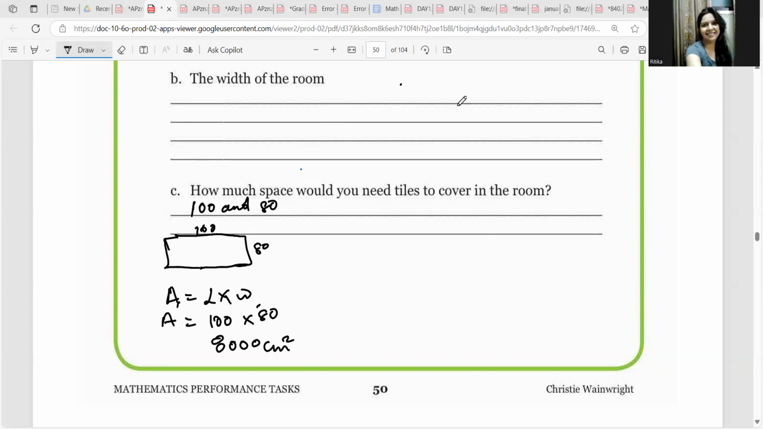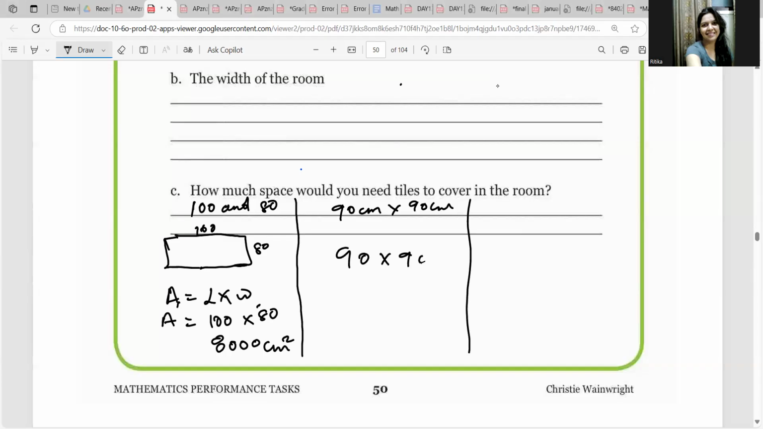So as I got, the length was 90 centimeters and the width is 90 centimeters. So I did length times width, that is 90 times 90, and I got 1,800 centimeters square. How much did I get? 1,800 centimeters square. But that's not what you're saying, my man. You sure? Yes, sir.